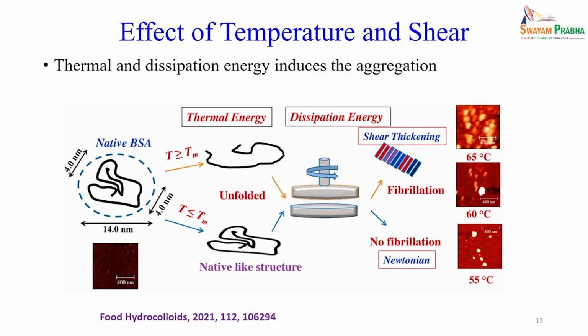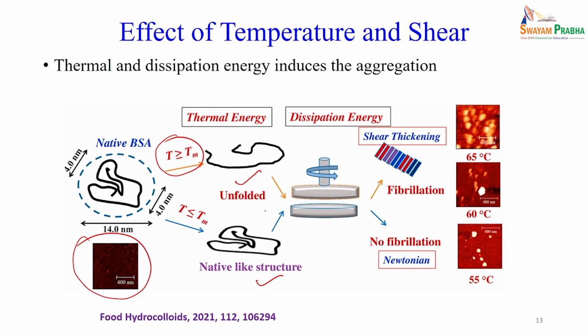So, this is an albumin protein. If the temperature is above the melting temperature, we are going to have the unfolded conformation, and if the temperature is less than the melting temperature, it is expected that we have the native-like structure. If it is a native protein, we can monitor the morphology. Let us say by this AFM image, we can see very tiny particles, its size is less than 10 nanometer.